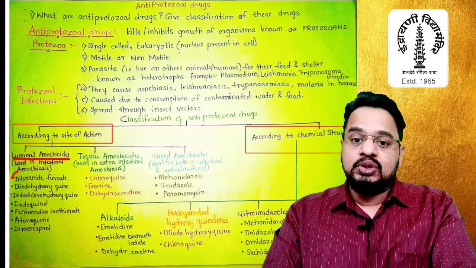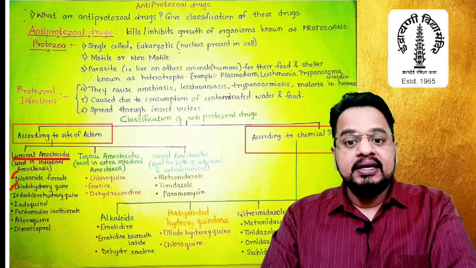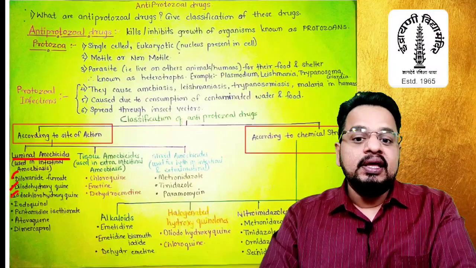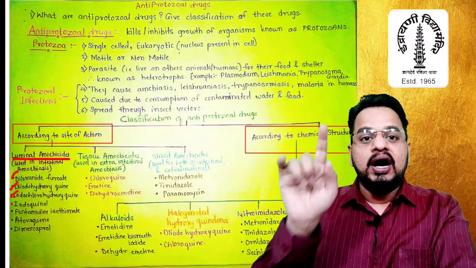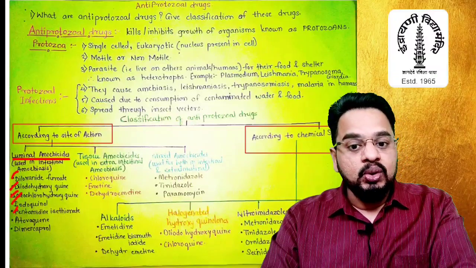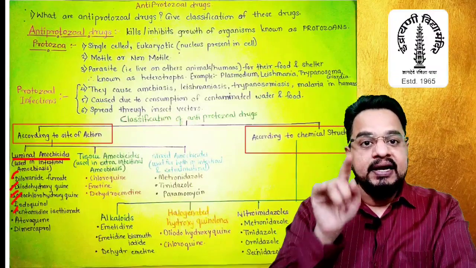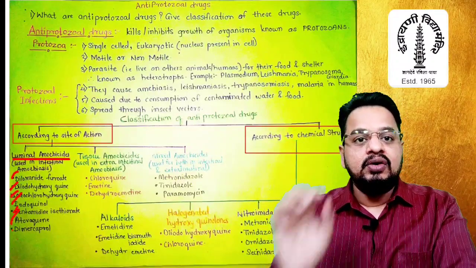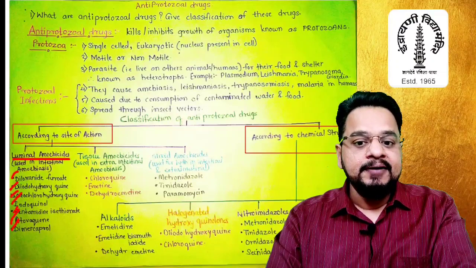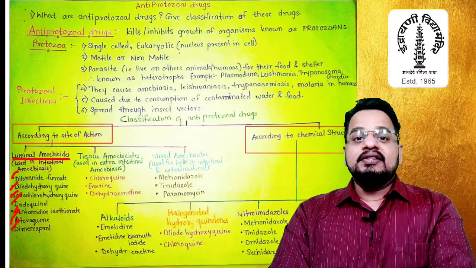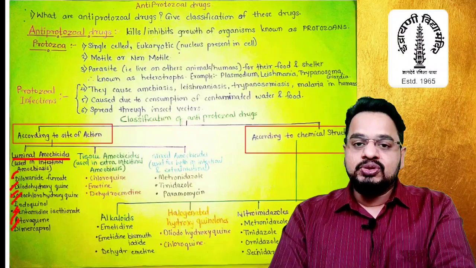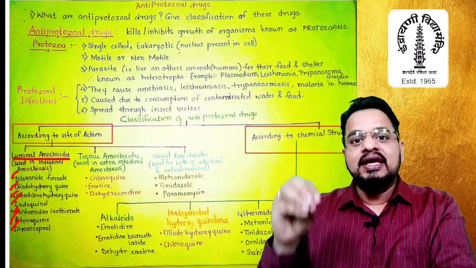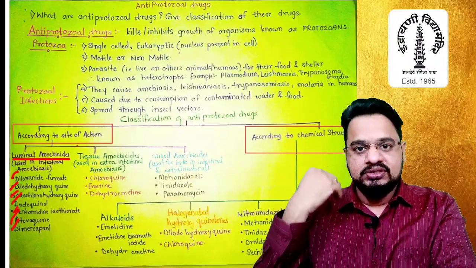So these drugs could be diloxanide, then diiodohydroxyquin, then iodochlorohydroxyquin, even iodoquinol, then pentamidine isethionate, even atovaquone, and dimercaprol. So these are the various drugs that we are going to use as luminal amoebicides, that is, to cure intestinal amoebiasis. Understand?